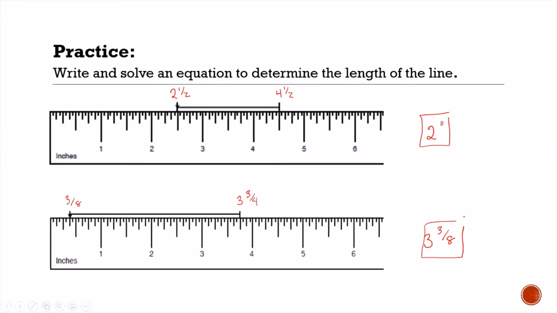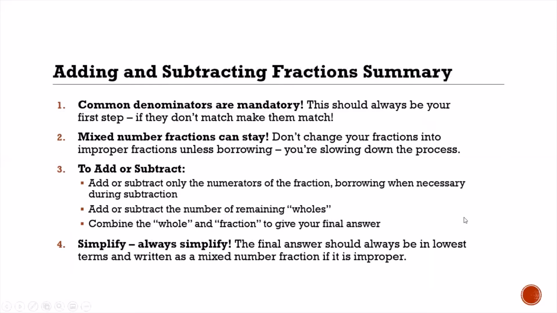Do it as practice. So in summary, for adding and subtracting fractions, I did include the rules. I just saved them to the end. Common denominators are mandatory. This should always be your first step. If they don't match, make them match. It's required. Mixed number fractions can stay. Don't change them to improper. You're slowing down the process, generally speaking.